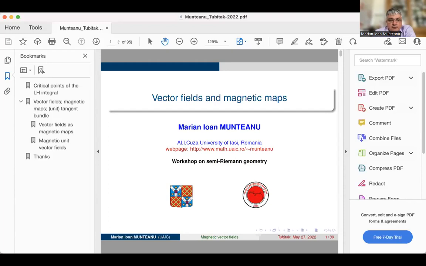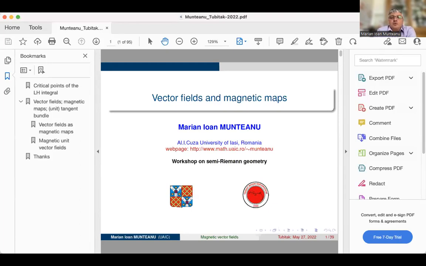Okay, so the outline of my talk is: first I will talk about the Landau-Hall integral, or the Landau-Hall functional. This was introduced initially for curves and then for maps. And then I will focus precisely on the topic of this talk. Okay, so let me briefly start with geodesics.